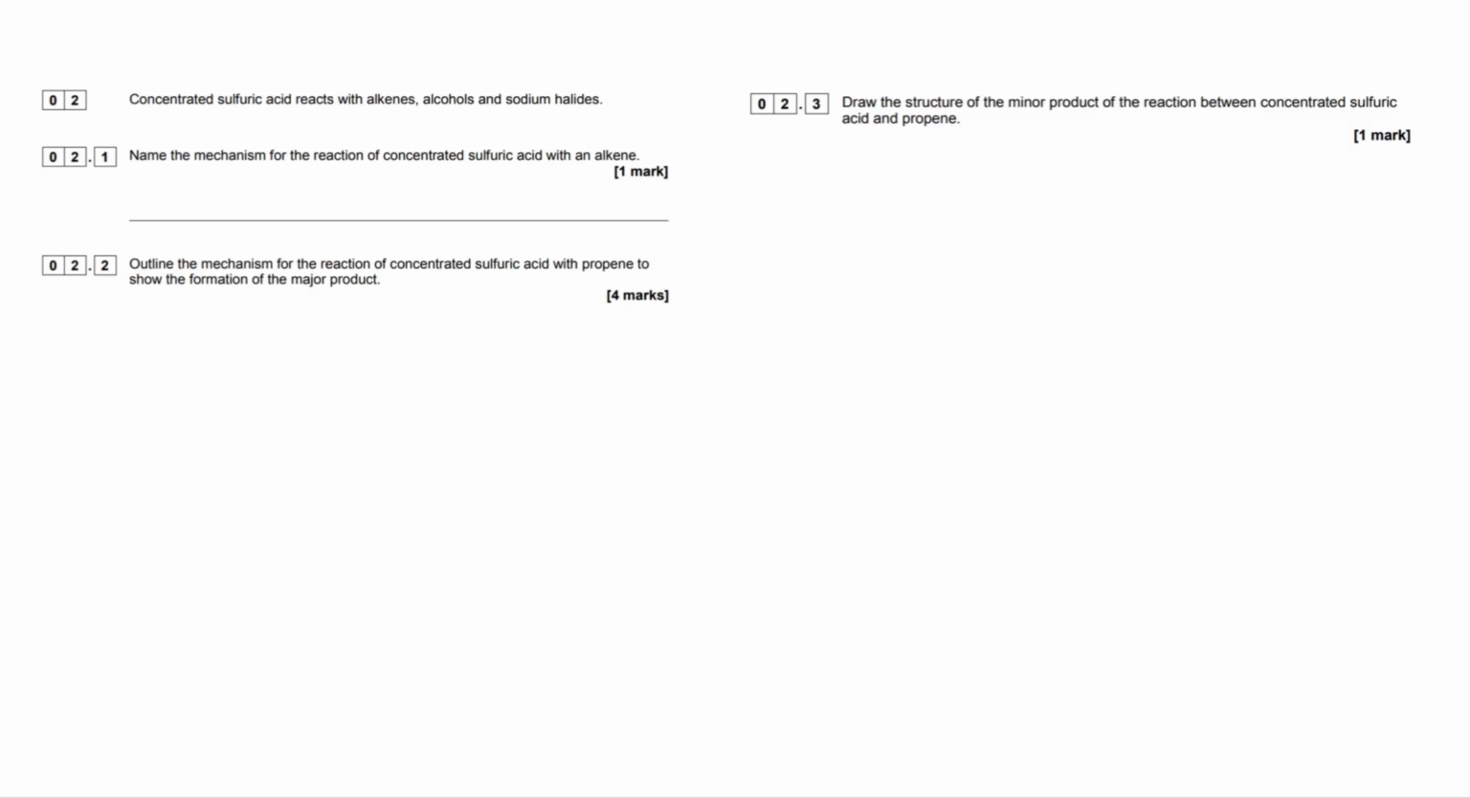As always, pause the video, attempt it yourself, maybe you've already done these questions, go through the mark scheme, learn from your mistakes, okay? Super important in chemistry, all right? So alkenes, let's look at this.